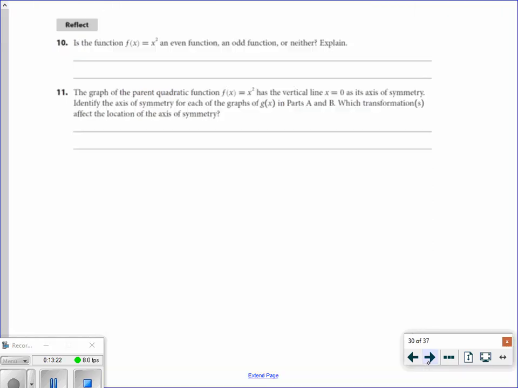All right, so we're going to keep going. Number 10: is the function f of x equals x squared an even function, an odd function, or neither? f of x equals x squared is going to be even. And that's because there are really two things you can think about.